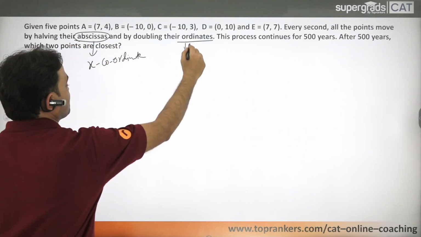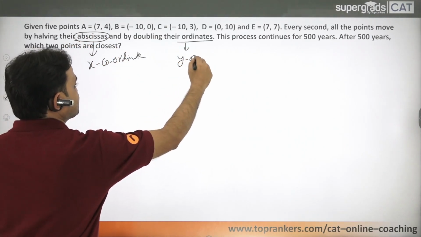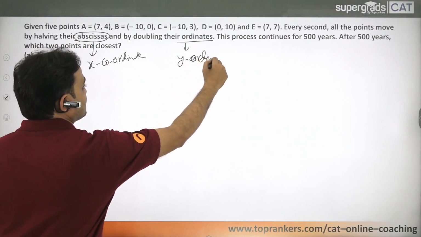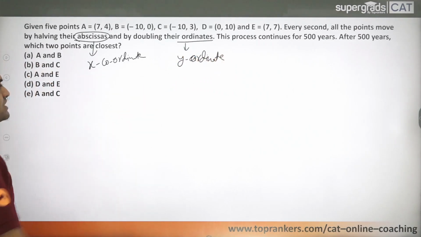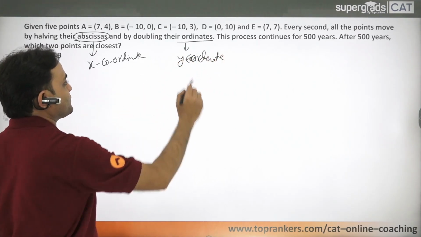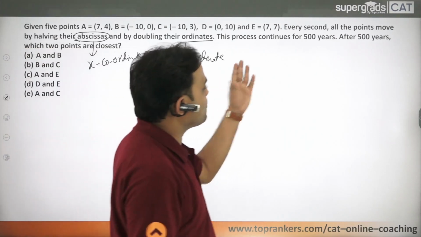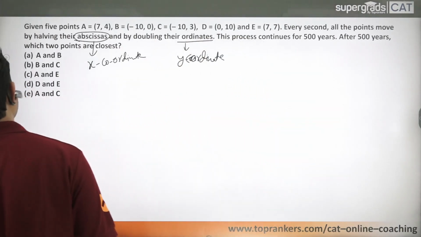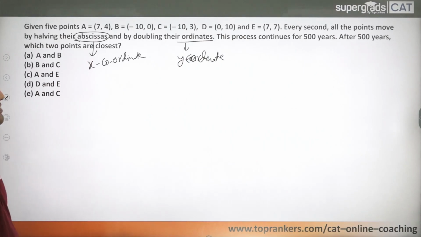And this is nothing but the y coordinate. Basically, these are the horizontal and vertical coordinates, which are also known as the x and y coordinates. Okay, this process continues for 500 years. After 500 years, which 2 points are closest?